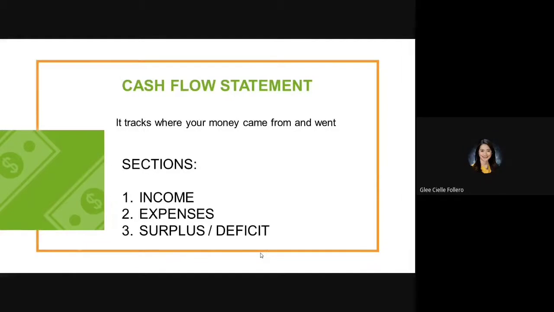The next, second most important statement is the cash flow statement. It tracks where your money came from and went. It shows whether you were able to live within your income during that period. So it reflects the flow of funds in and out.